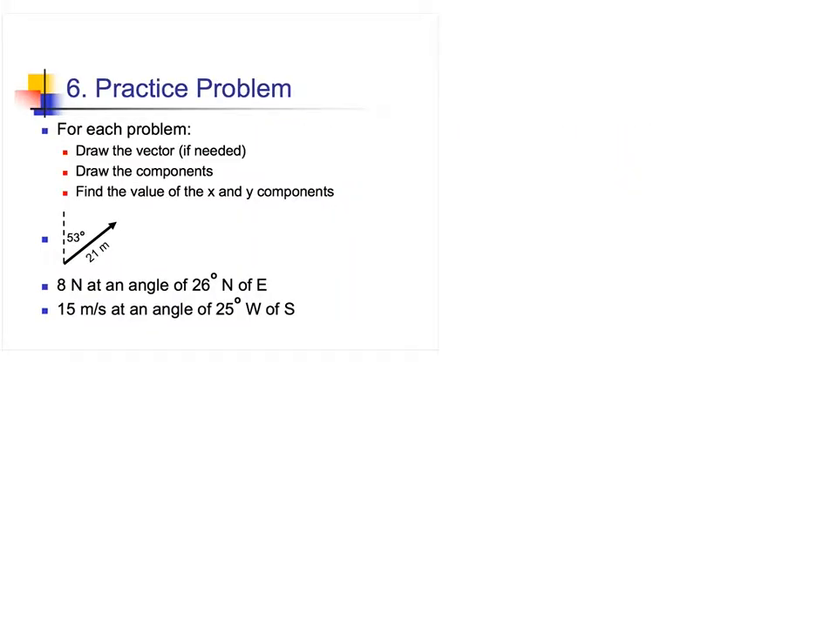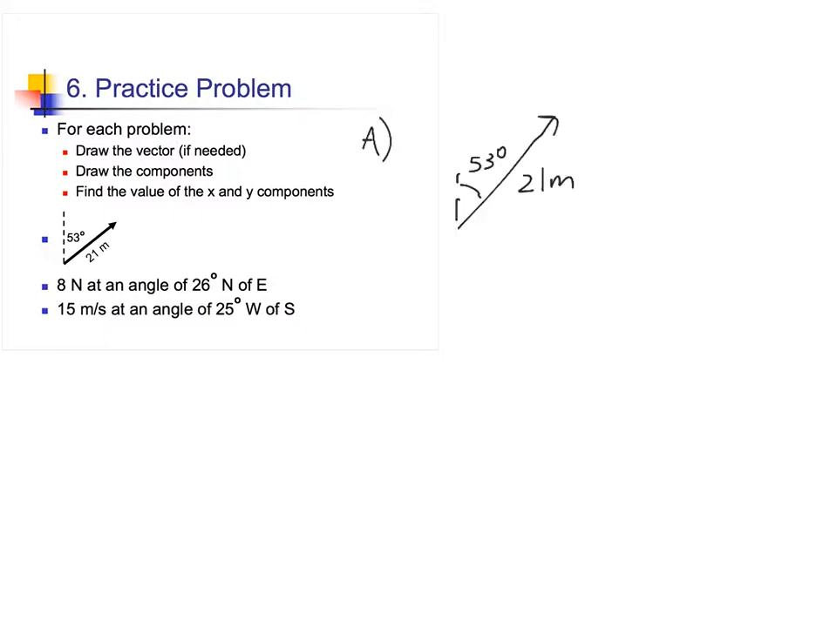Okay, so let's do a few practice problems here. We're going to start with a few where we're given the magnitude and the direction of a vector. What we want to do is draw the vector, if that diagram is not already given, draw the components, and then find the values of those x and y components. That's where our trig and SOHCAHTOA is going to come in handy. So why don't we do the first one together, and then if you want to pause the video and try the next 2 on your own, that is great.